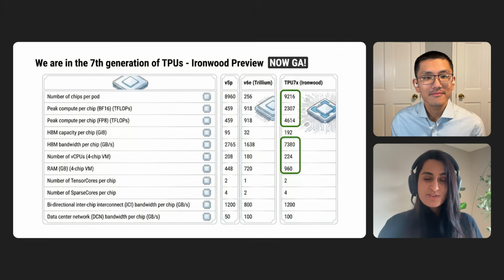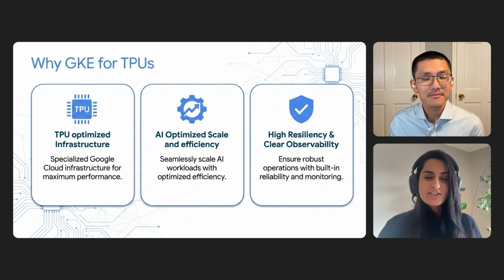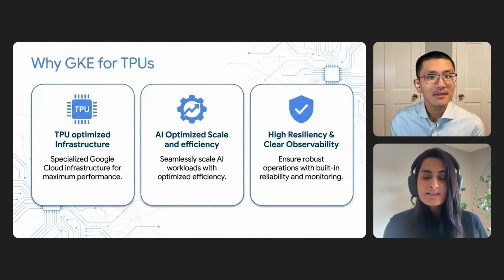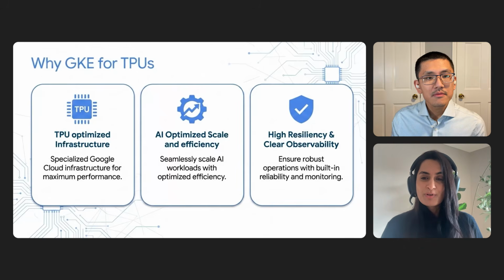Definitely. It's our powerful AI chip. Let's jump in. Why do we need GKE for TPUs, right? GKE hides the underlying complexity of the chip architecture and relates the TPU chip power to container-based workloads, providing the best of both TPU and Kubernetes advantage.